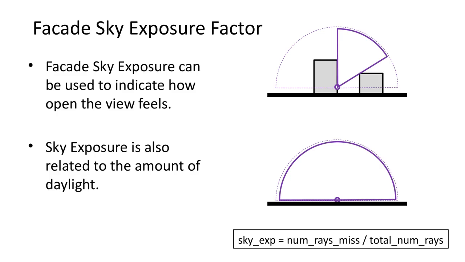Points on the facade may represent windows, or other points where people may get a view out. Points with high sky exposure factor will feel open, and will have good daylighting. Points with low sky exposure factor will feel enclosed, and if the values are very low, the daylighting will be poor.